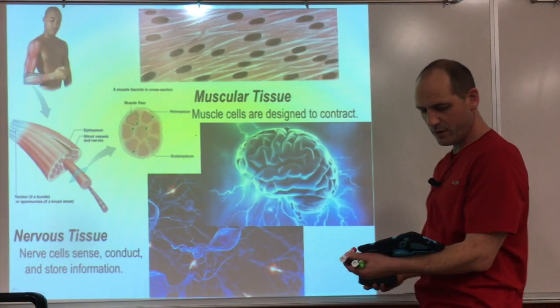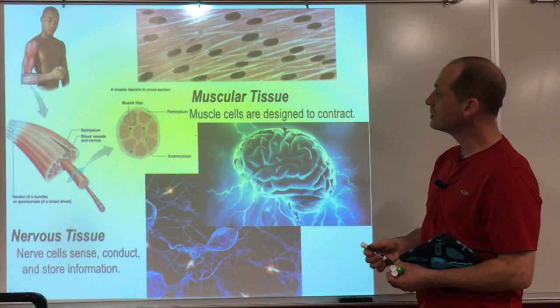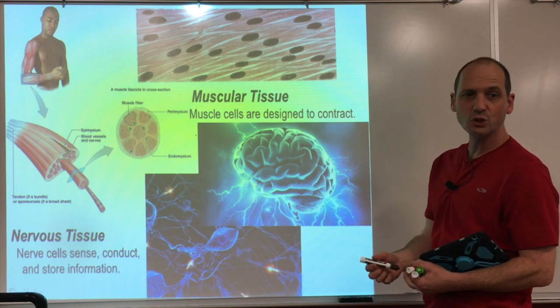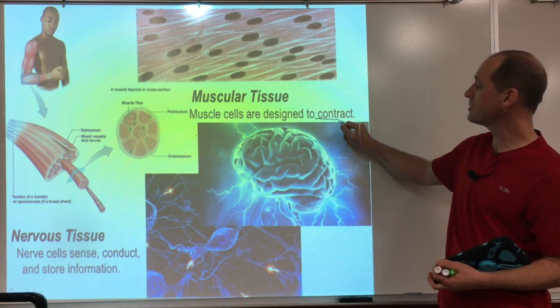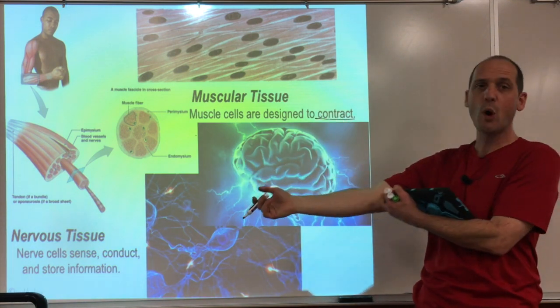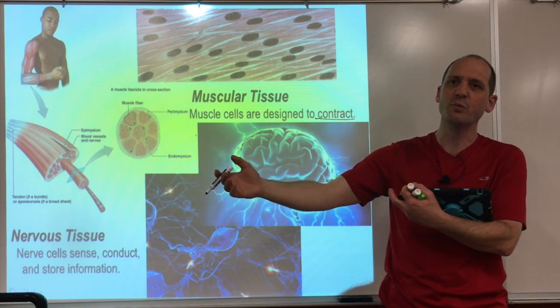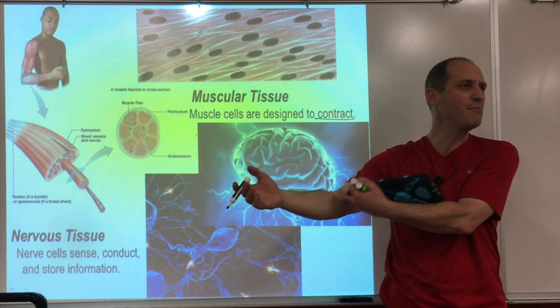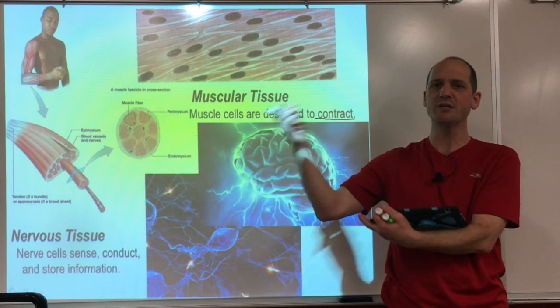We have 4 different types of tissues. We have muscle tissue. Muscle tissue really does one thing. It contracts. It shortens. A muscle is attached to 2 bones, most of them. Some more than 2, but 2 main places of attachment. And it contracts, one place doesn't move, the other place moves.